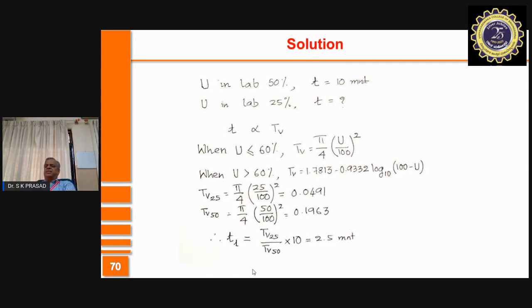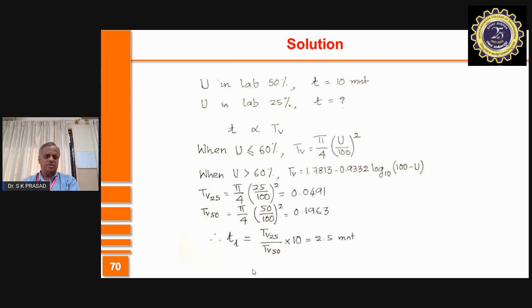It is mentioned that in the laboratory, degree of consolidation equal to 50%. For that, time taken is given. But in the field, you want it at 25% degree of consolidation. So first thing you need to do is maintain consistency between field and lab. Maintain degree of consolidation to be same between field and laboratory. Therefore, try to find degree of consolidation at 25%.